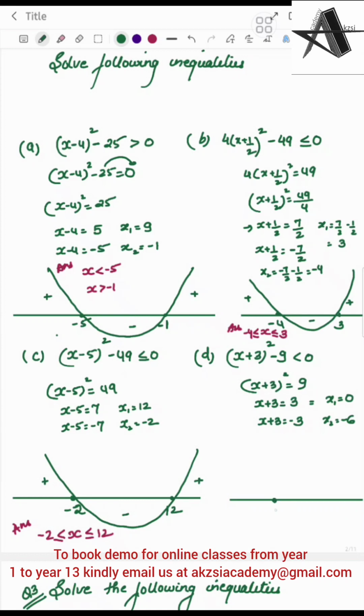So I'll plot here 0 and -6. And my parabola will go like this. Because it's less than 0, definitely we need to select the negative reason. That means it should lie between x greater than -6 and less than 0. So the final answer is x greater than -6 and less than 0.